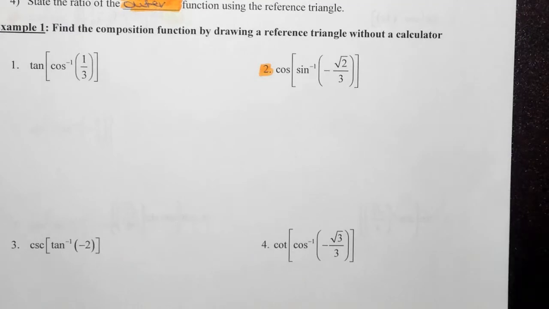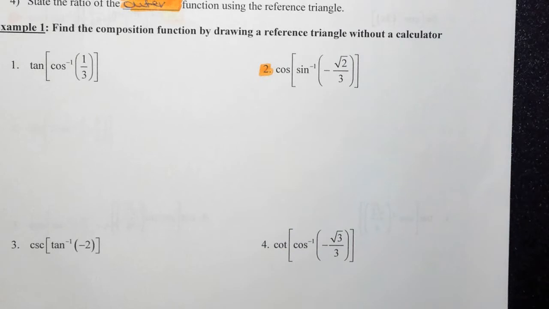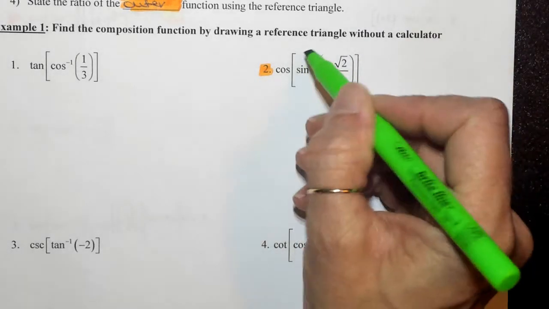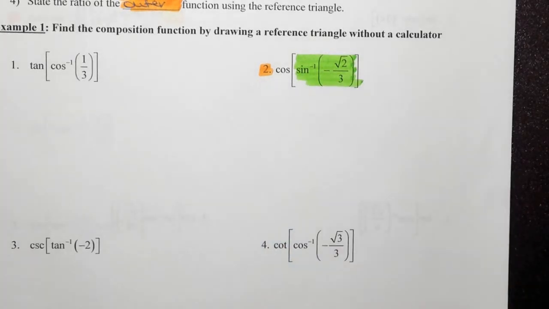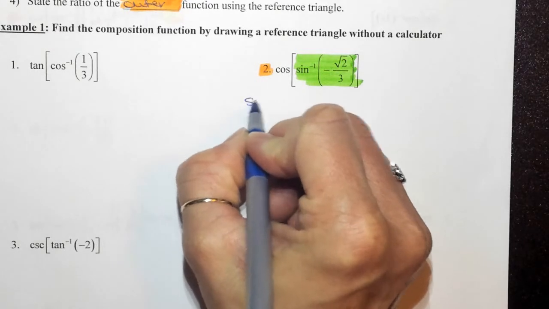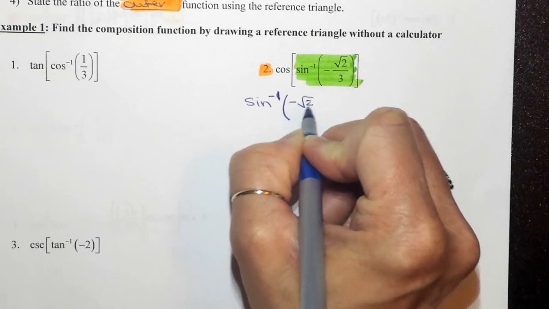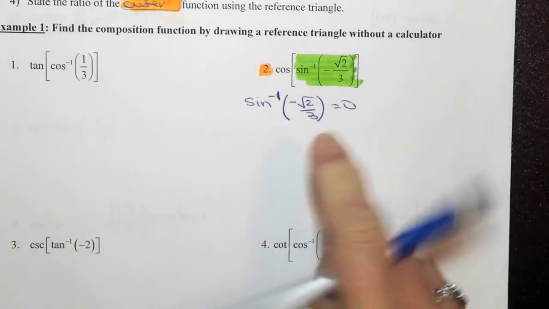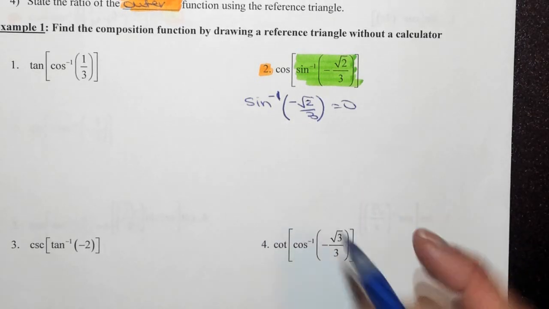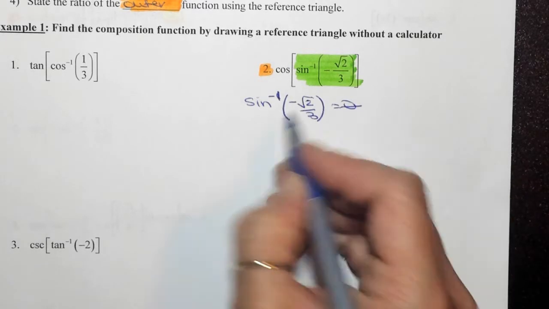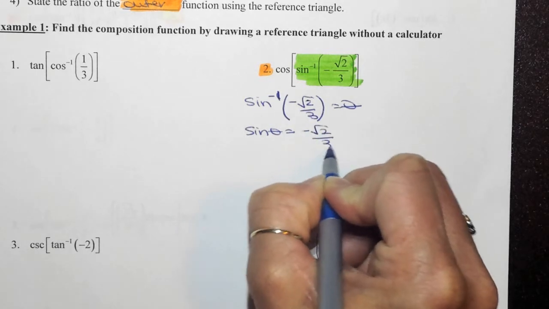So let's take a look at problem number 2. Okay, so the first thing we want to do is take this inside and set it equal to theta. So this is going to be our theta right here. So we're going to say we want the inverse sine of negative square root of 2 over 3 to be equal to theta. Now this looks like it could be a value from the unit circle, but it's not. So then we're going to multiply both sides by sine, giving us the sine of theta is equal to negative square root of 2 over 3.